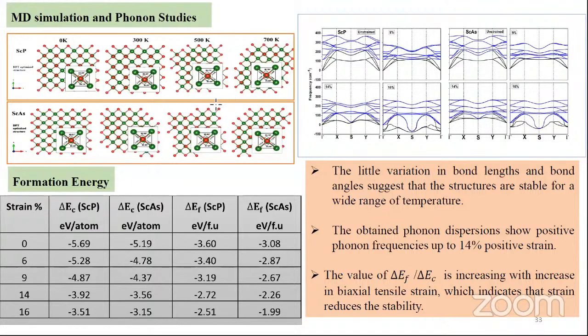So first we have checked the thermal stability, and second we have checked the dynamical stability. It is also important to check the chemical stability of this material. For that, we have calculated the formation energy and the cohesive energy of this material to check its chemical stability.